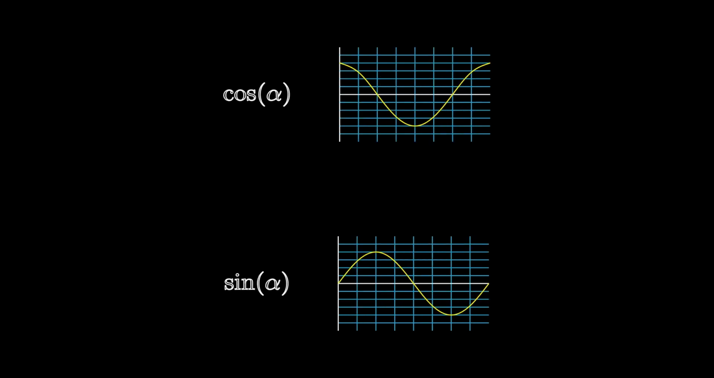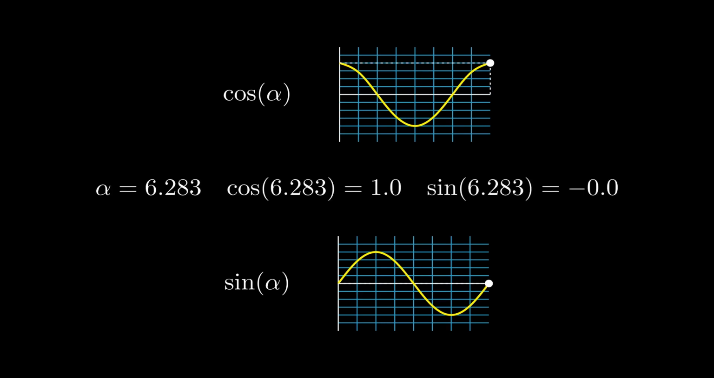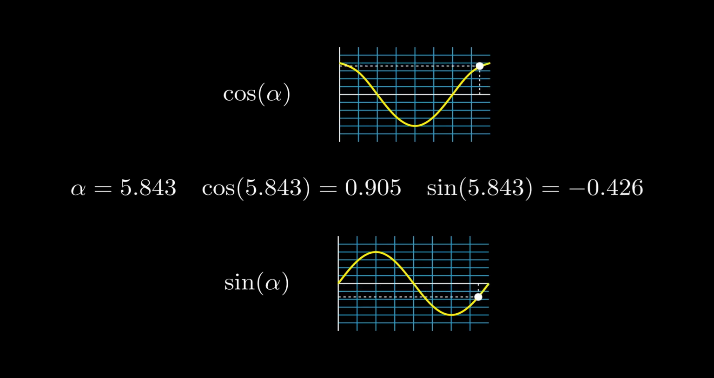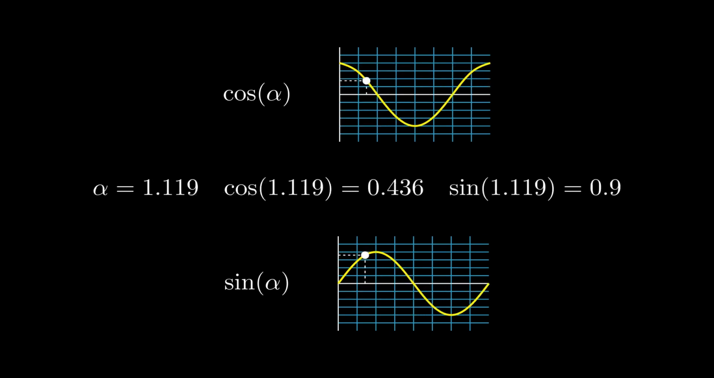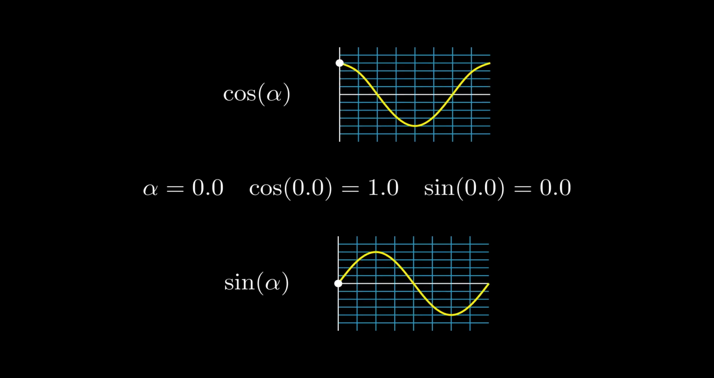job done. Now let's look at what happens as sine and cosine approach 0. Here we have the graphs for cosine of alpha and sine of alpha from 0 to 2 pi, where alpha is an angle in radians. If we see what happens as alpha approaches 0, then we can see that sine of alpha equals 0 and cosine of alpha equals 1.